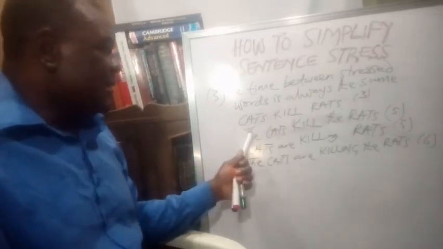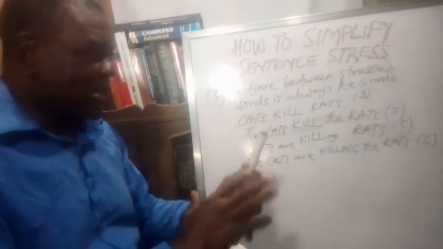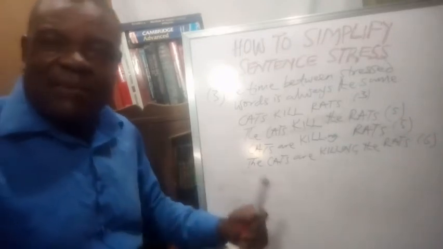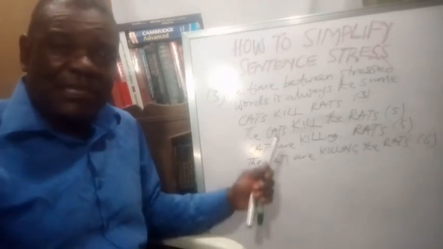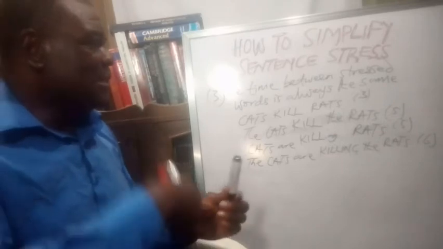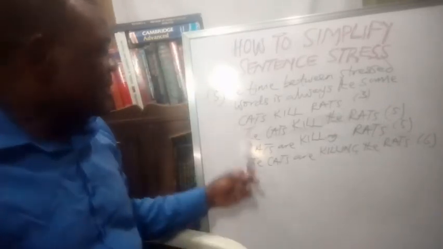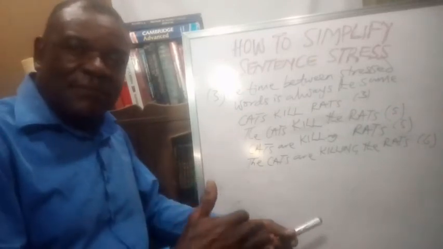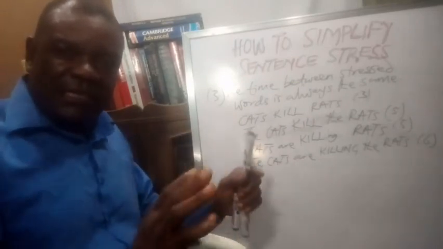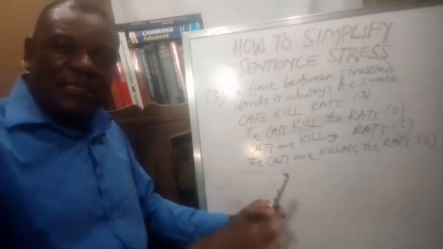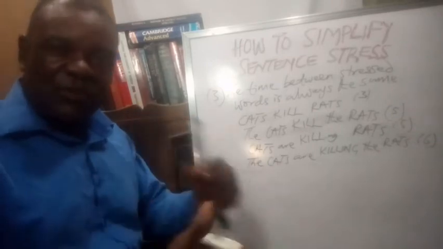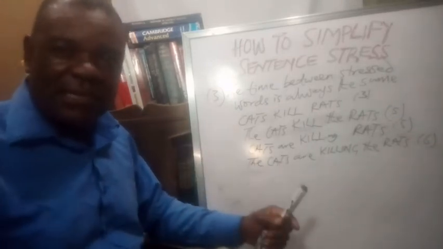Then the second one, the cats kill the rats. Now, when we look at it, what we are saying is that the stressed syllables are said at approximately regular intervals, and the unstressed syllables are merely shortened to fit the rhythm, because the rhythm is the regular alternation. Now let's try to look at the rhythm. La, la, la, la, la, la, la. Now that's the rhythm of the English language. The stressed words go up, the unstressed words come down, and this regular pattern of stressed and unstressed syllables gives English its rhythm.